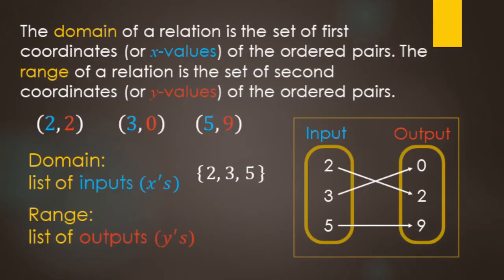And then your range is the list of outputs. We got a 0, a 2, and a 9, or a 2, a 0, and a 9. Generally speaking, when we write these, we do them from smallest to biggest. So it is more appropriate to do 0, then the 2, then the 9. However, with a list, unless it says it has to be ordered, you can put them in any order.